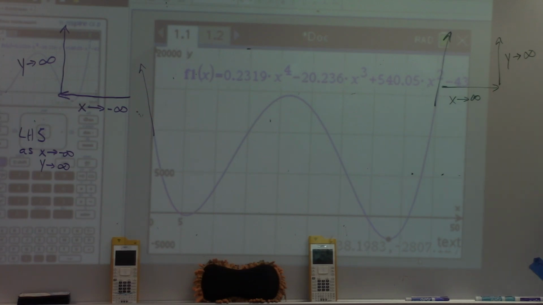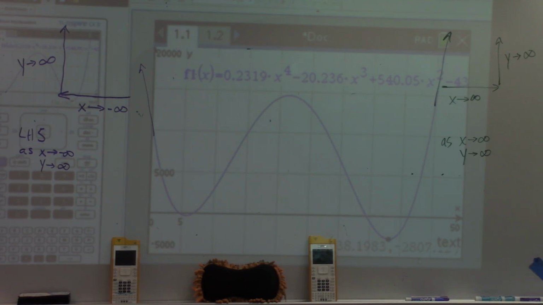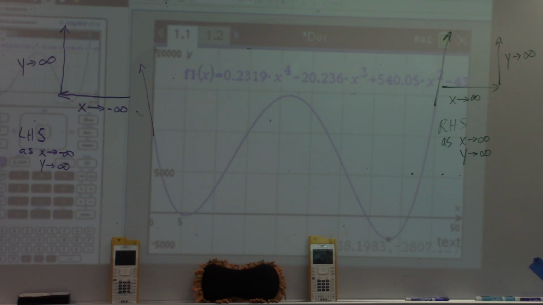Guys, annotate your ends. Just like you annotate in an English class when you're analyzing a passage, that's what we're doing here. This is our passage. We're annotating it to identify all this information because once you get that, it's super easy. As x goes to infinity, y goes towards infinity. That's it. As x goes to infinity, y goes to infinity. That's my right-hand side. That's all it is.